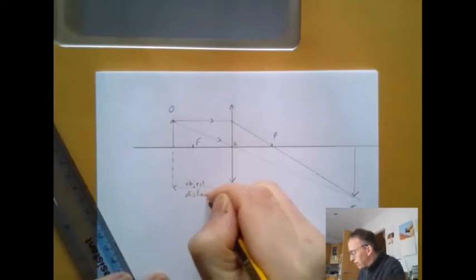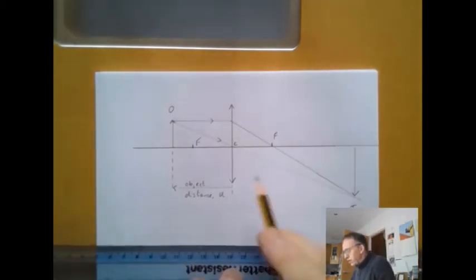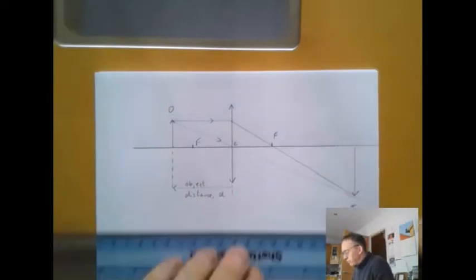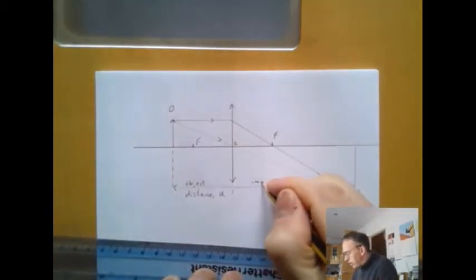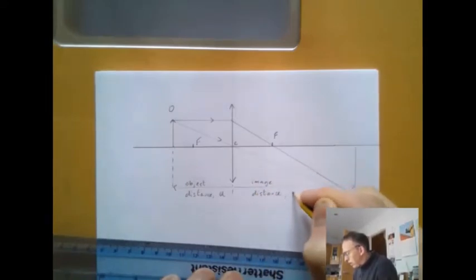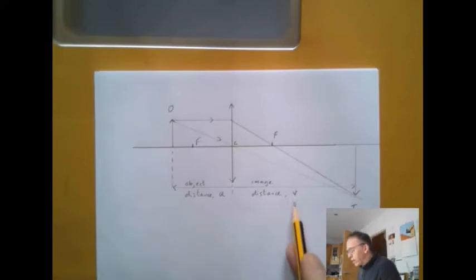And object distance is symbolized as small u. Image distance is just the distance that the image is from the center of the lens. And that is this distance. So this is the image distance, and that's symbolized by small v. Now, these u and v have nothing to do with uniformly accelerated motion, UAM. In UAM, we used u and v to represent initial and final velocity, but that's nothing to do with this. This time we're using u and v to represent object and image distances.